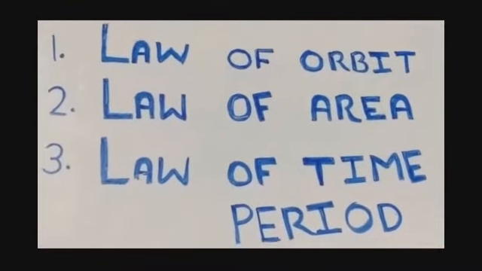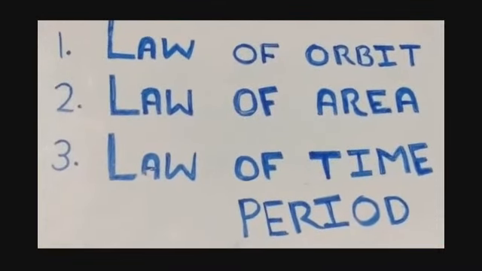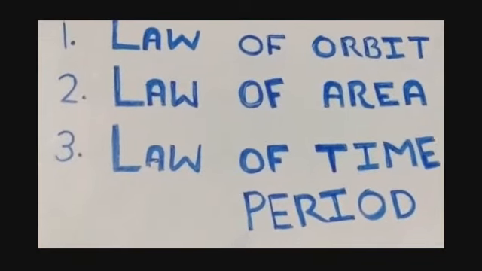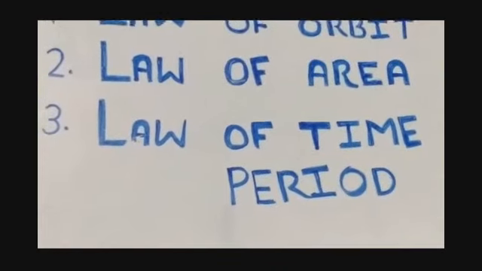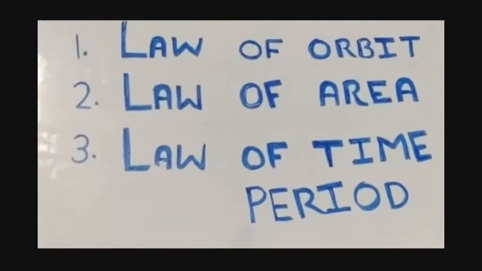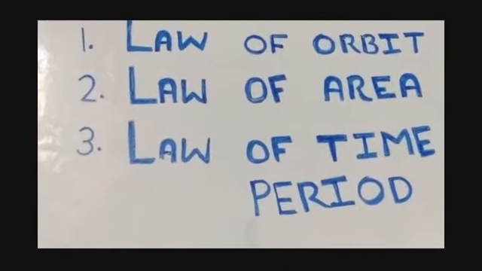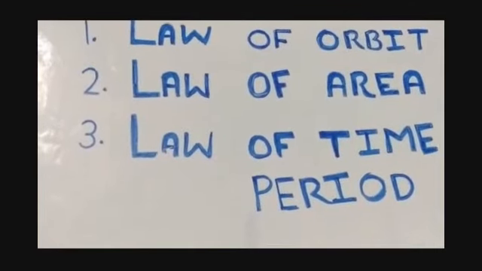The first law is law of orbits. The second one is law of area. And the third and the last one is law of time period. Now I am going to discuss in detail about each of these laws.